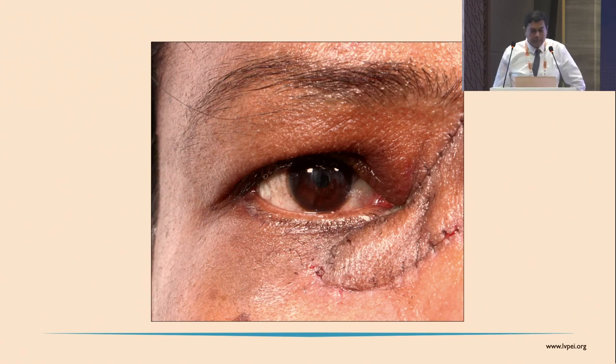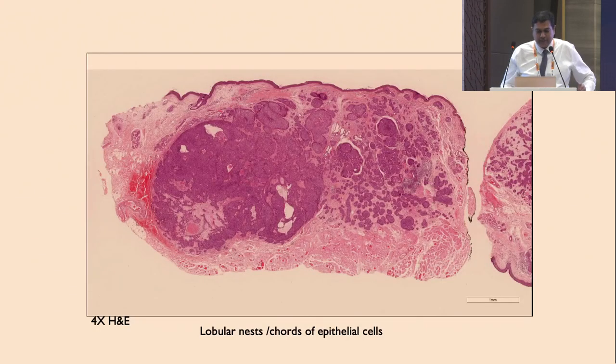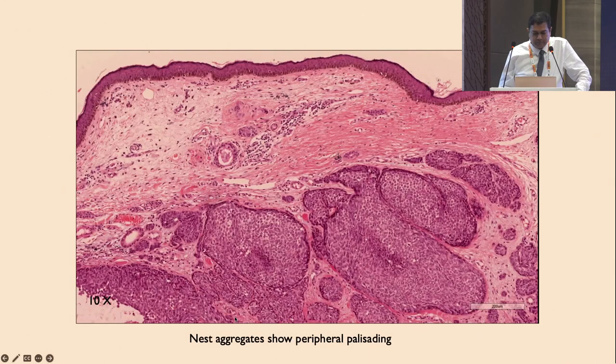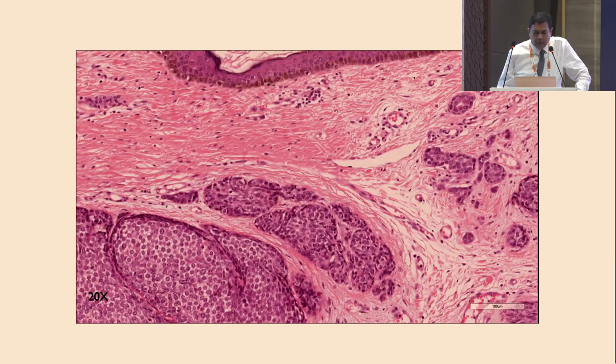But essentially, the histopath came in. And it actually showed lobular nests and cords of epithelial cells that were there. There were nest aggregates, and that showed the peripheral palisading. Now, there was nuclear pleomorphism, and the peripheral palisading was more focal, and this was a little atypical for a basal cell.